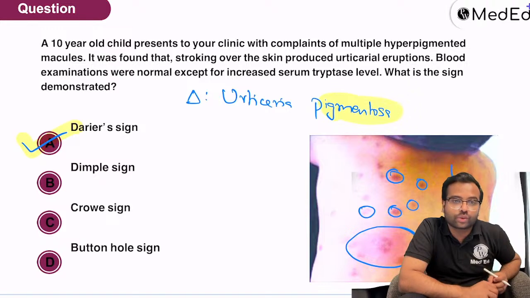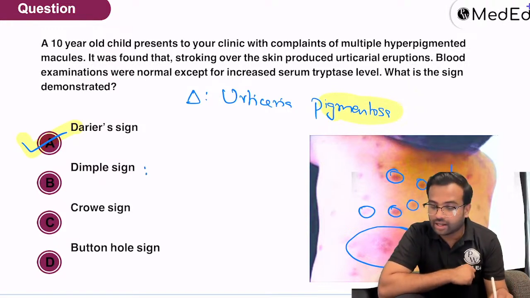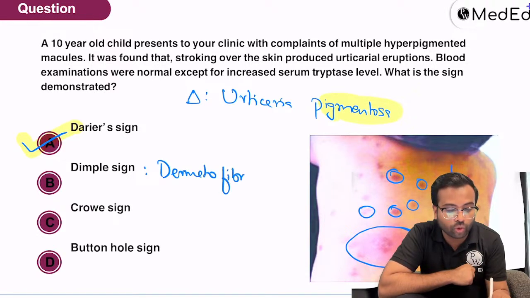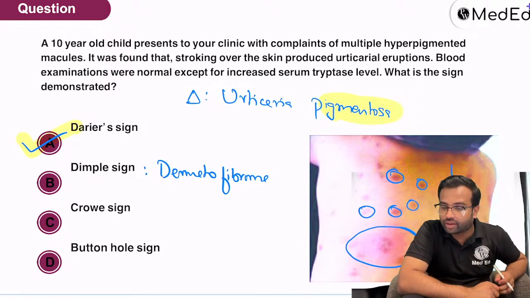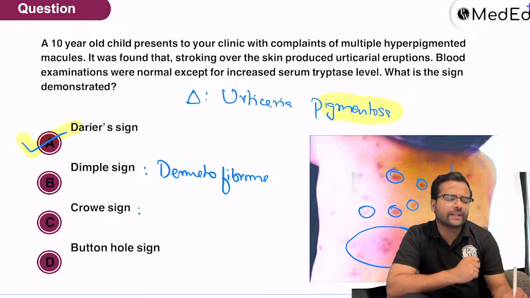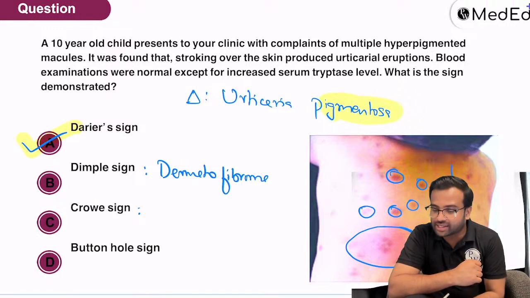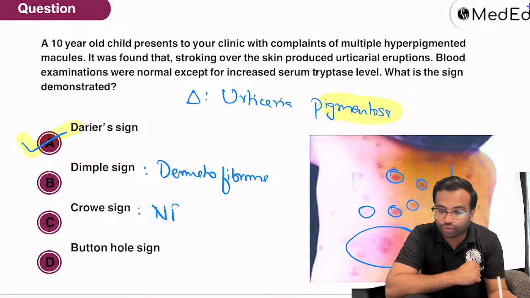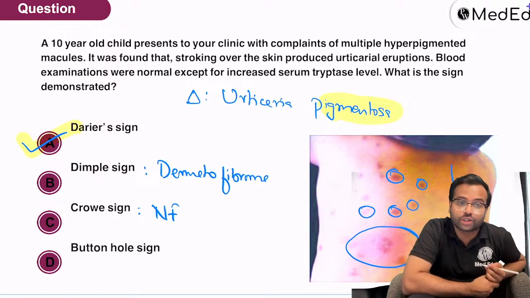Before we go to the next question, let us very quickly write down where you find a dimple sign. Dimple sign is seen in dermatofibroma. And where do you find a Crowe sign? Can anyone answer? Crowe sign is seen in a genodermatosis. It's an autosomal dominant disease. Anyone who can answer? Crowe sign is seen in neurofibromatosis. Very good, Omar. So this is seen in neurofibromatosis. Gautam Prakash is also answering.